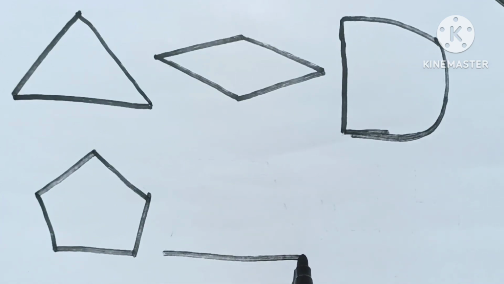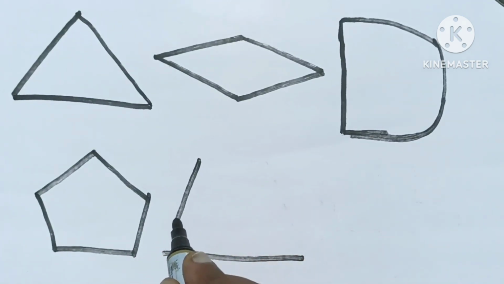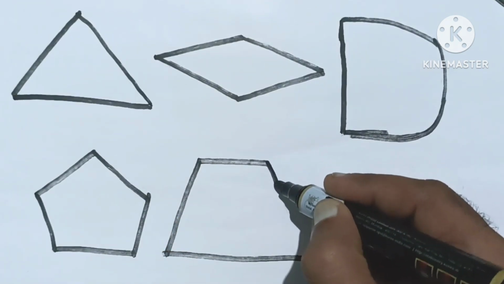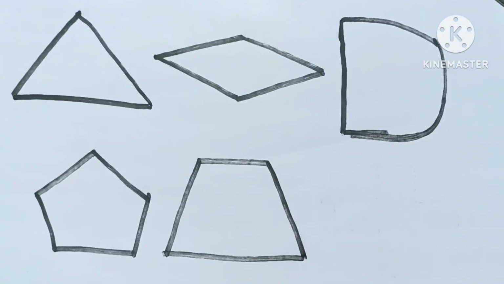Trapezoid. What is this? This is a trapezoid kids. It's a trapezoid. Trapezoid.